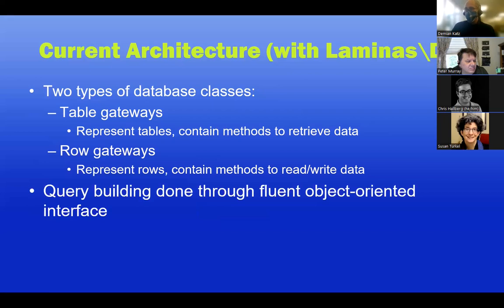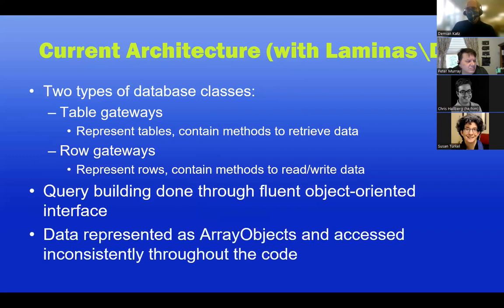I already mentioned that query building is done through a fluent object-oriented interface, which is kind of neat, but also sometimes kind of unreadable. And the data that comes back through the row gateways and table gateways basically behaves like PHP array objects, which means that each data element can be interacted with as if it were an array or as if it was an object, more or less interchangeably, which is really convenient, but also tends to result in inconsistent code, because we have some templates that treat things as arrays and some that treat things as objects, and there's not a lot of rhyme or reason to it. So this is something else we could stand to clean up.